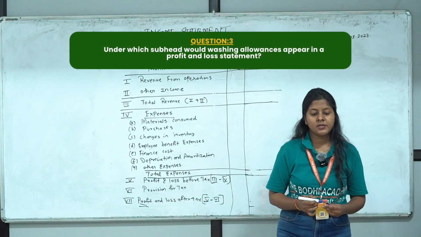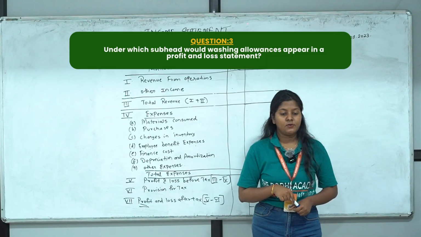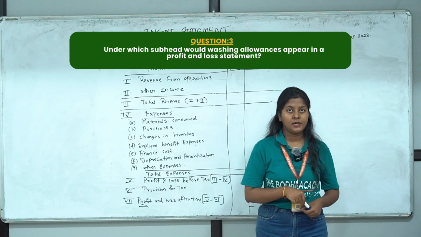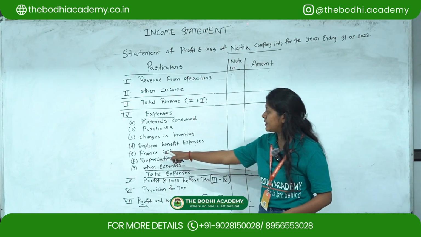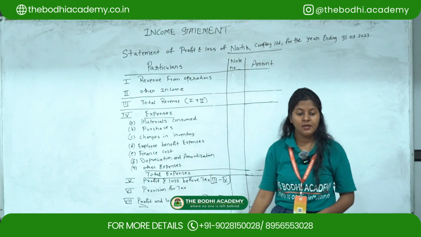Next, under which subhead would washing allowances appear in the profit and loss statement? So washing allowances we give for employees, so it will come under this head, employee benefit expenses.